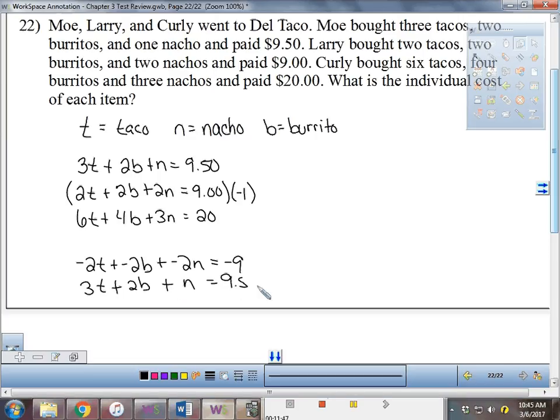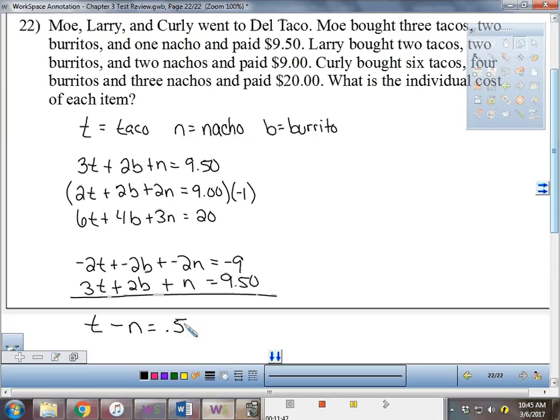This is making me hungry. Add these two together and I get 1 taco left. Then I got negative N equals, and then negative 9 and 9.50, well, that'd be 0.5.